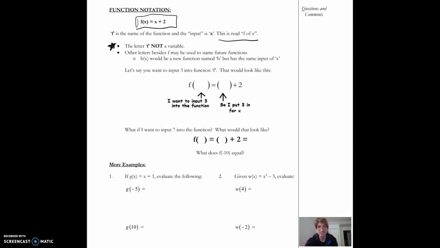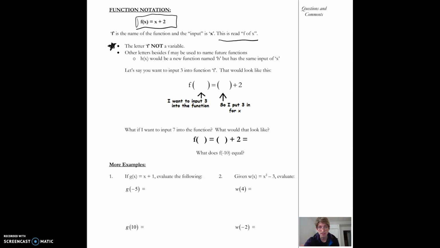We give functions names because we can differentiate between this function and that function at the same time. It allows us to look at a couple things at the same time. So, x is going to be our input. We put something into the function and then it'll show you how to work with it as an output.